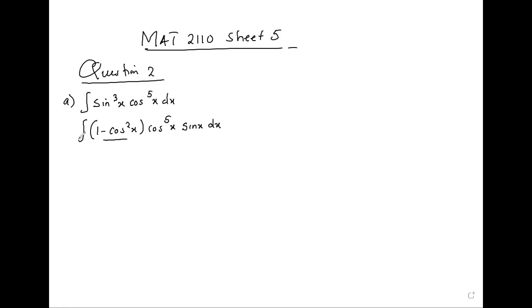This is sine squared, this one. And then one of the sines is the main thing here. Then you have 1 times this whole thing. We get cos 5x sine x dx minus cos times cos. We have cos 7x sine x dx.